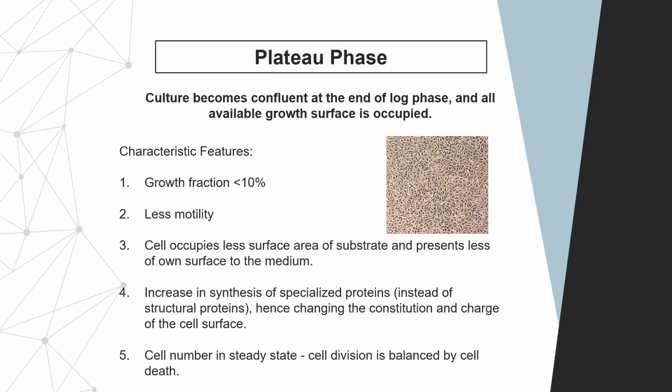There is an increase in synthesis of certain specialized proteins compared to structural proteins for them to stabilize in the cell culture flask. Hence, due to these changes in the expression or synthesis of these proteins, there is a change in the constituency and also the charges on the cell surface. And lastly, cell number is generally in a steady state, meaning the number of cells that are dividing is balanced by the number of cells that are dying.